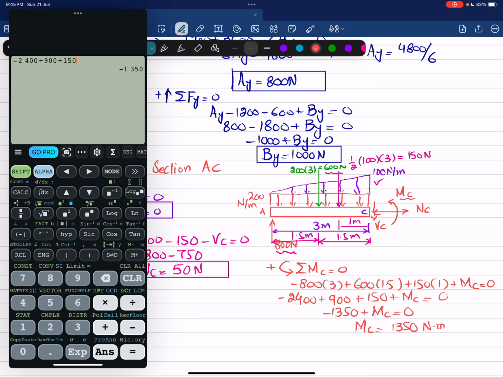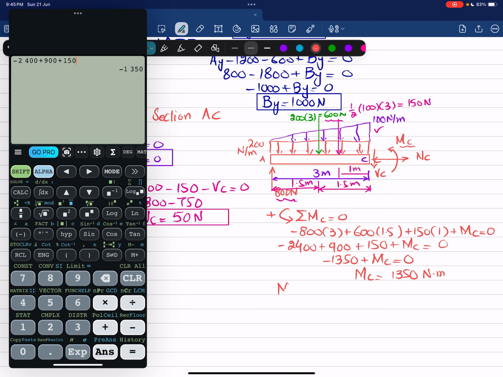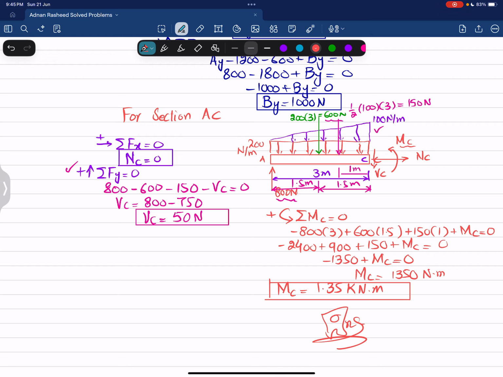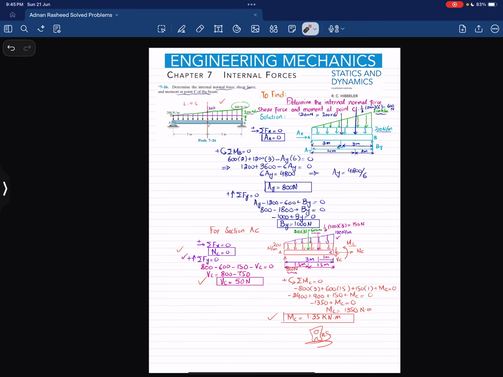Unit will be Newton into meter, and when this is converted into kilonewton, so it will be 1.35 kilonewton into meter. And which are the answer of our this question. So in this way we have find out the normal internal force, shear force, and moment at point C of the beam. So this was all about this problem 7-16.